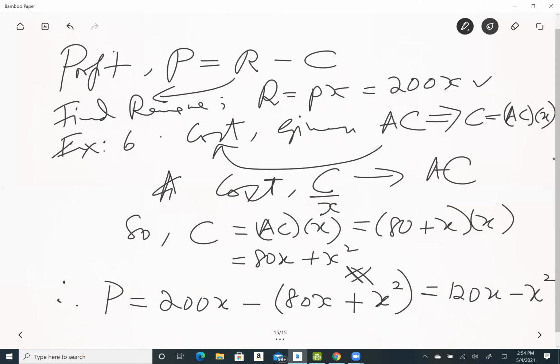Now take the marginal profit. So differentiate the profit, and you get the marginal profit. It's a simple function, here you just use the power rule. What is the marginal profit? P prime is equal to 120 minus 2x.